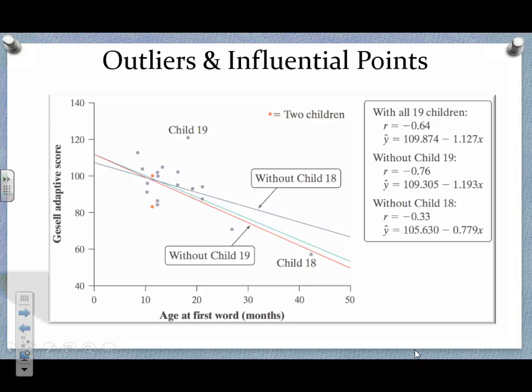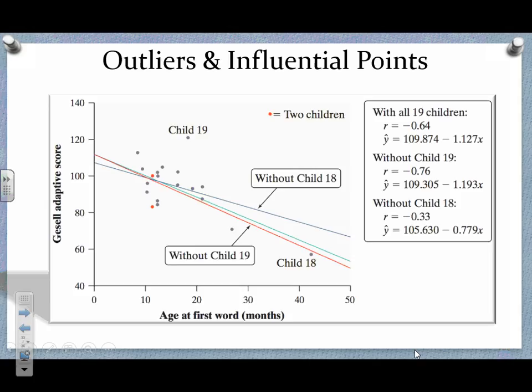Now, if we start looking at how things change as we remove or add in those children's scores, notice with all the children in, okay, so with all 19 children accounted for, our correlation would be negative 0.64. Our regression line would have a y-intercept of 109.874 and a slope of negative 1.127. That's with everyone accounted for.